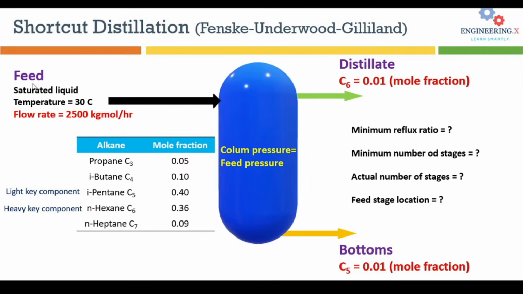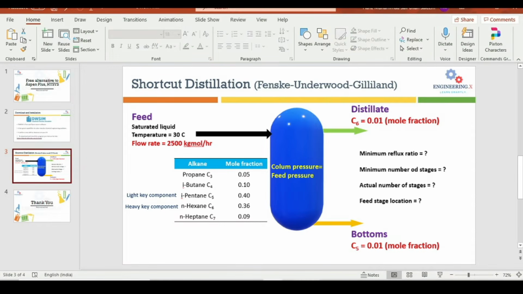Using DWSIM, we are going to find out what the minimum reflux ratio is, the minimum number of stages for this separation, the actual number of stages, and the optimum feed stage location. So these are four unknowns that we will find after solving this problem in DWSIM. So let's go to the DWSIM software.